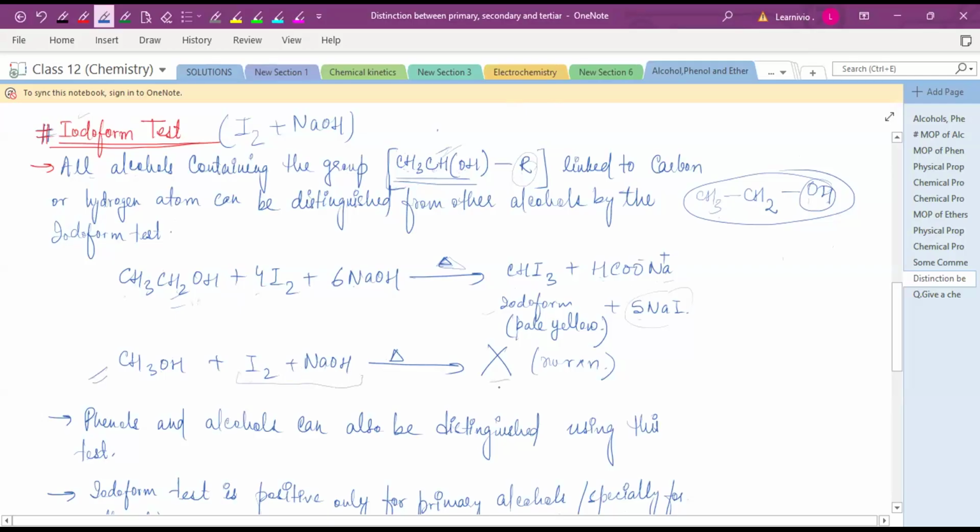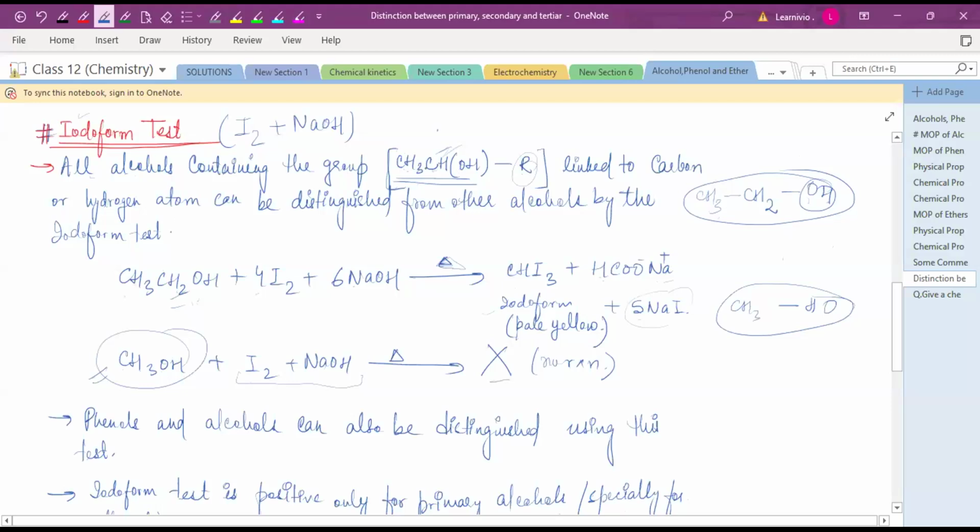Why will there be no reaction? Because here you can see OH is directly attached to CH3. So this group is not present. This CH group is not present, so that's why methanol will not give this test. So there will be no reaction.